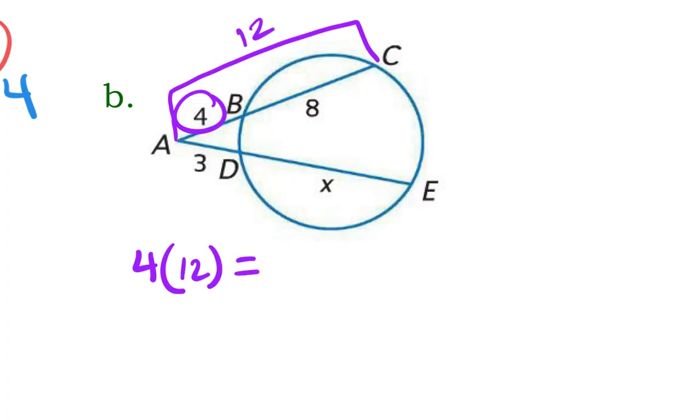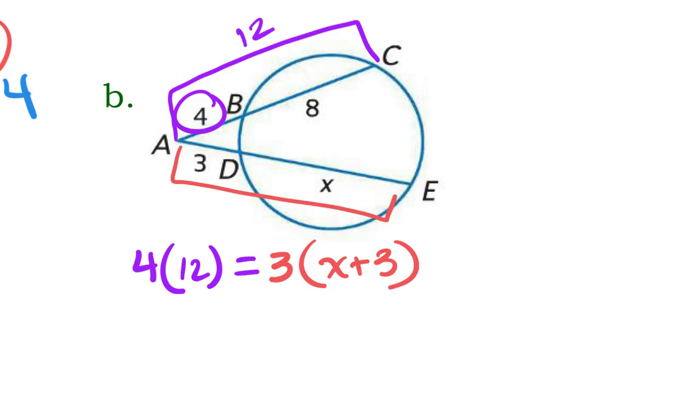All right, Jocelyn, what's on the outside on my other secant line? 3. And then how would I name that whole secant line? X plus 3. All right, let me give you a minute to go and solve that one. Let me know what you get for your X value.